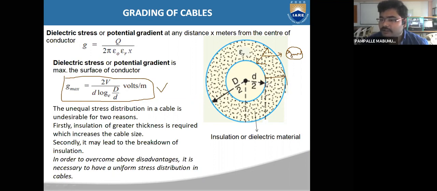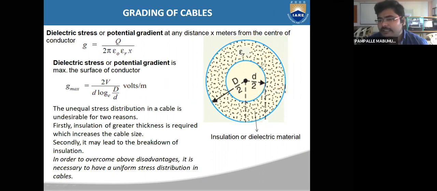Okay. So that means here the stress is maximum, and here as you are moving this side, the stress is minimum. That means you are not having an equal stress at any distance. Okay, as your distance is changing, your stress also will be changing. That means the stress is non-uniform here. Okay, so if there is a non-uniform stress in the cable, then what happens here?